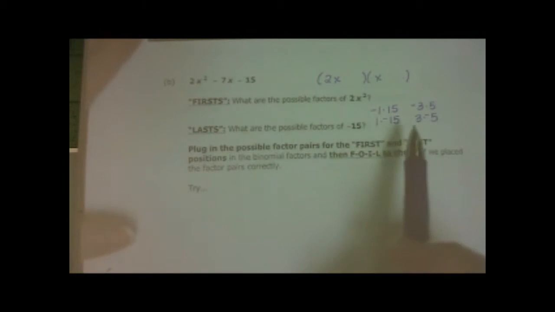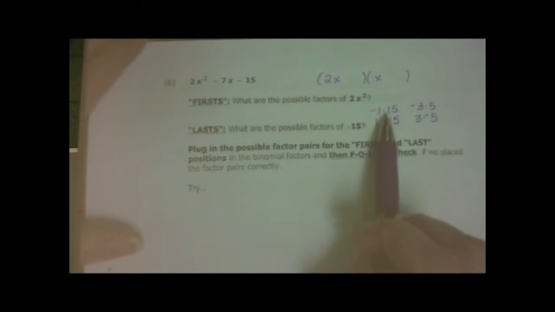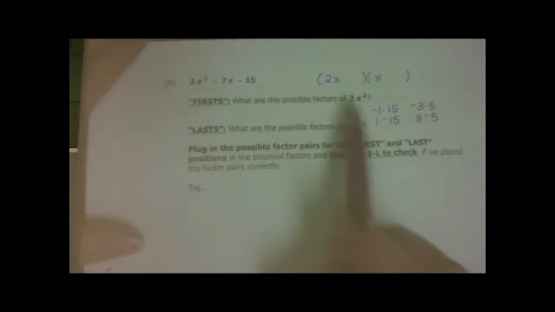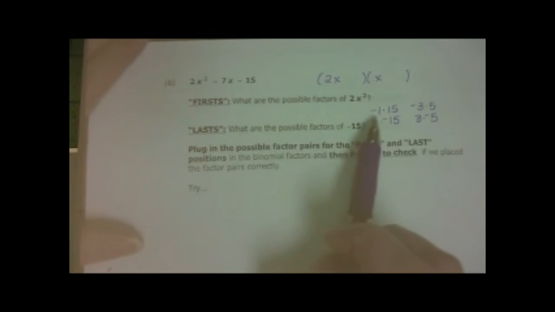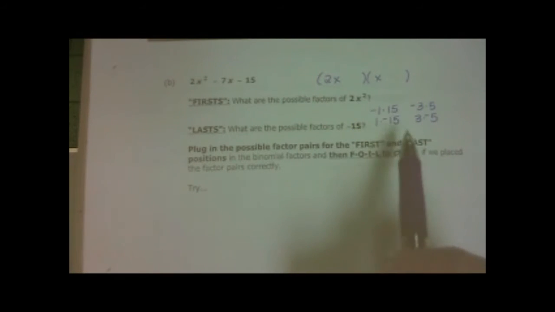So let's look at this. I'm thinking it won't be 1 and 15, because it's going to be kind of hard to get to 7 in the middle, because I'm either going to multiply the 2 by 15 and get 30, or I'm going to multiply 1 by 15 and get 15, and I'm not going to get close to 7. So I'm going to start with the negative 3 and 5 and the 5 and negative 3.